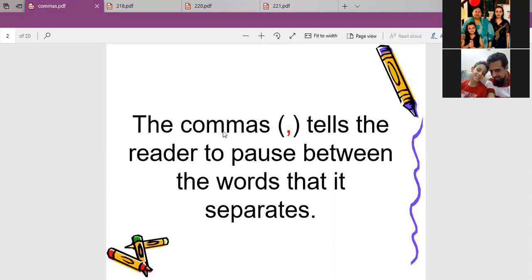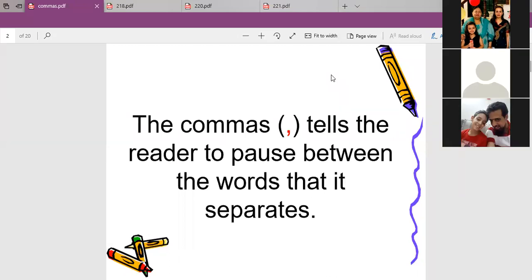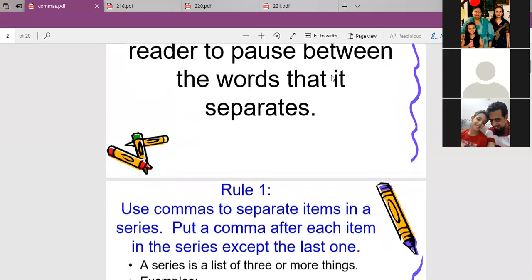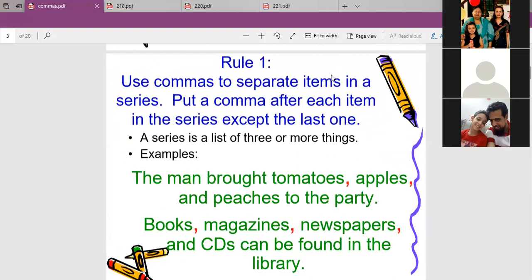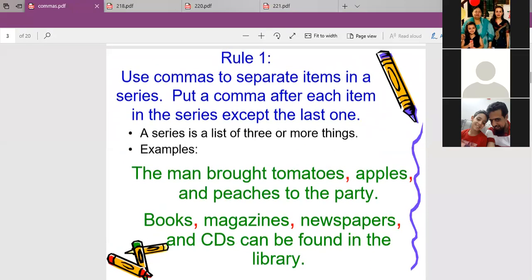Even if I'm writing something and I use a comma in between, the person who is going to read it will know, okay, I finished one thing, I put a comma, now I'm going to talk about another thing. So a comma is used to separate different things in the writing. We will see where the places are where we can use a comma. Okay, now first, rule number 1. Raghat, can you please read it for us?